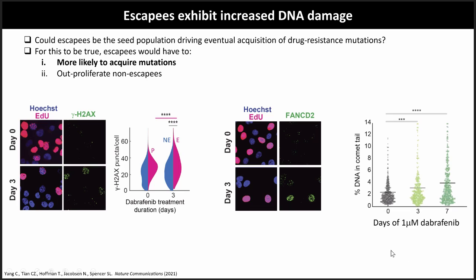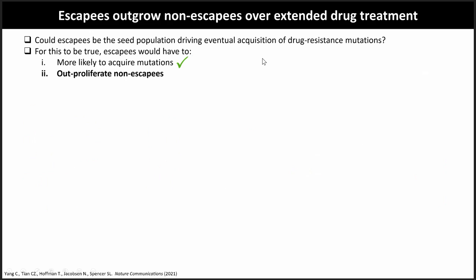And it's not just DNA damage marks, but actual DNA breaks, which we can measure with this COMET assay, and we see increasing breaks, fraction of cells with breaks over time. So based on this, we can say that SKPs are prone to DNA damage and therefore will be more likely to acquire over time potentially drug resistance mutations.